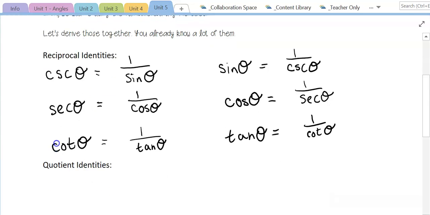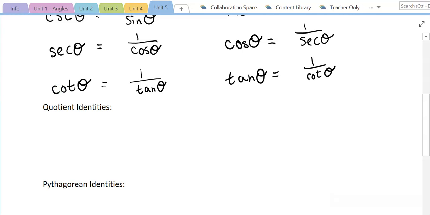Quotient identities, that's the next group of identities we're going to learn today. And by we're learning today, you already know this one. We've been using these. We just didn't give them a name. And so quotient identities, I want you to think about tangent. When we talked about the unit circle specifically, we use this quotient a lot. Tangent, as we've discussed, is y over x. And on the unit circle, that is sine over cosine.